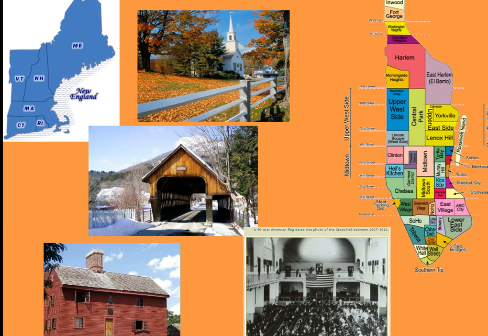Here are the different regional areas of North America, and the United States specifically, and what they're known for. The New England states, you can see the picture at the top left: Maine, New Hampshire, Vermont, Massachusetts, Connecticut, Rhode Island. You can see some things that highlight what they're about, the colors, the scenery.